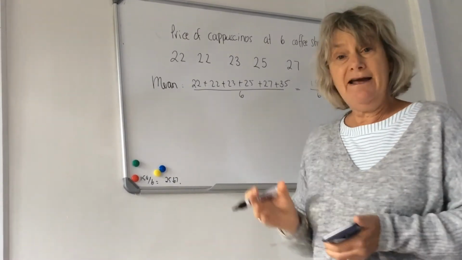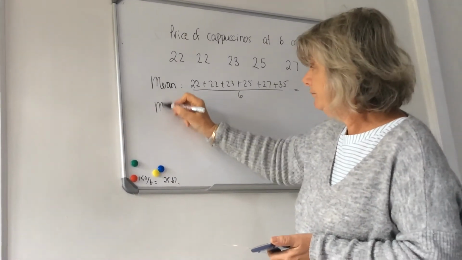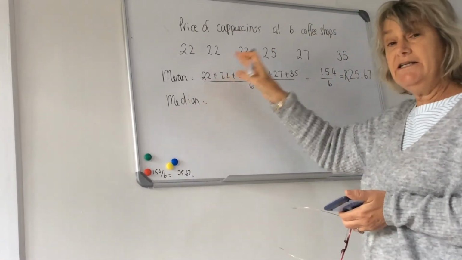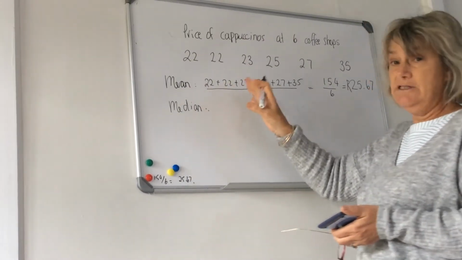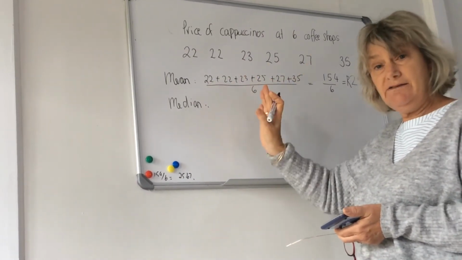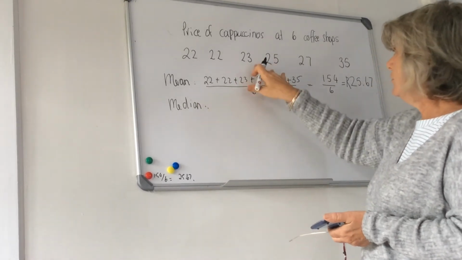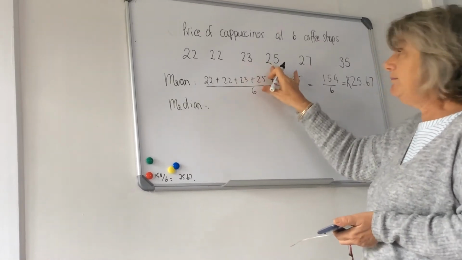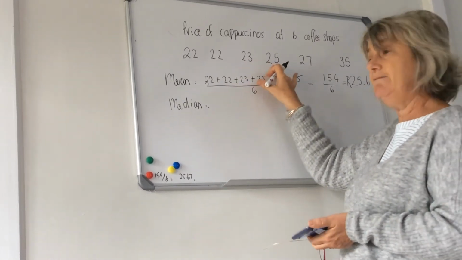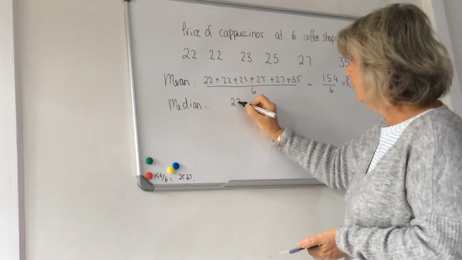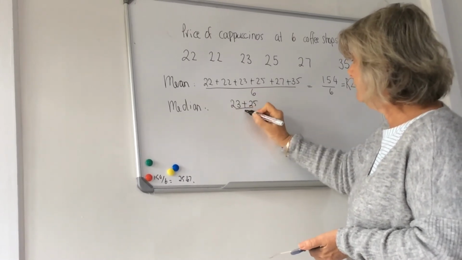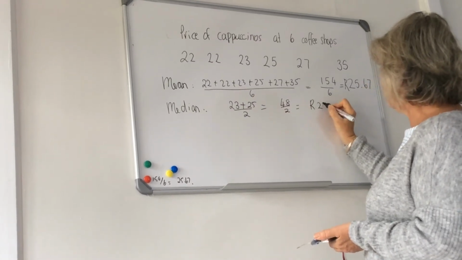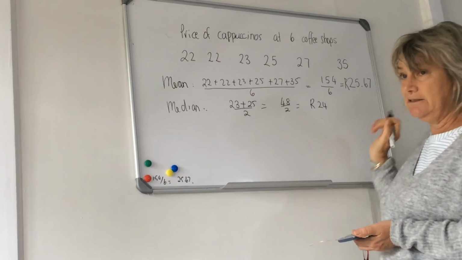Now we're going to find another average, and that would be the median. To find the median, you would arrange the data in order, which I've done for you, and you'll take the middle value. Now, since there are 6 values, there are 2 in the middle. These 2 are in the middle, and we'd add them together and divide by 2. 23 plus 25 is 48. 48 divided by 2 is 24. So that would be 23 plus 25 divided by 2, which is 48 divided by 2, which is 24 Rand. You'll notice the median is a little lower.